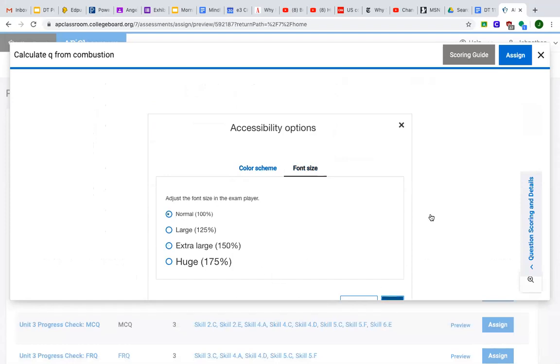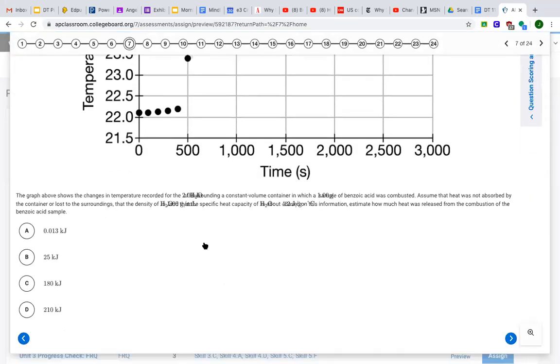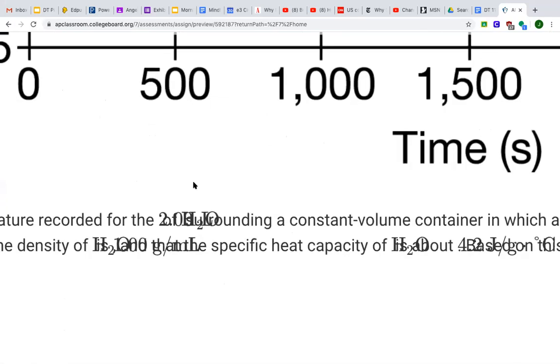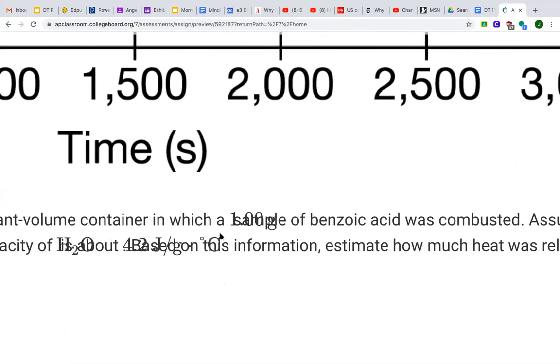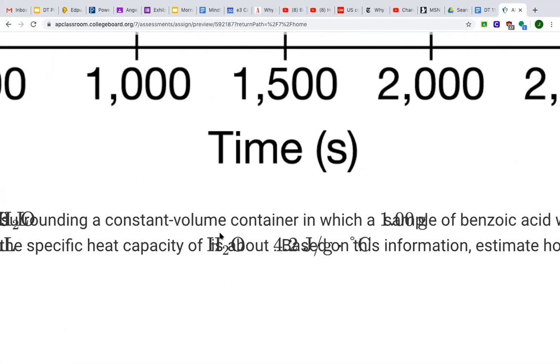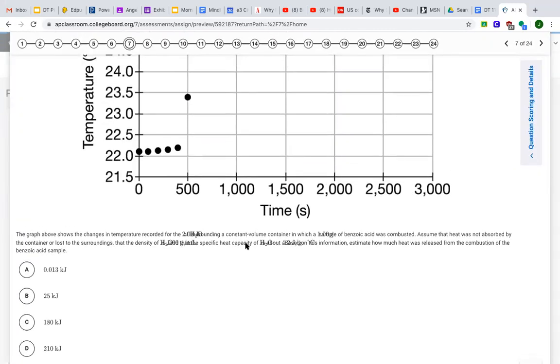I really don't even know what this problem is saying. Oh, grief. What the heck? 2.0 liters of H2O. So 2 liters of water, and a 1 gram sample of benzoic acid. The heat capacity is about 4.2 joules per gram degree Celsius. Okay, that's what you need to know.